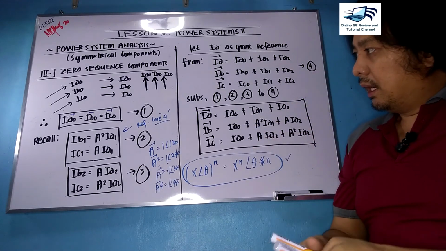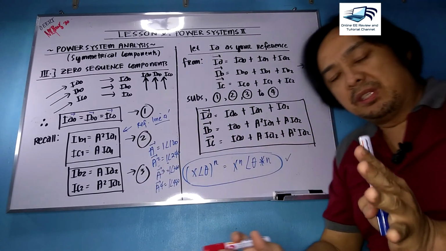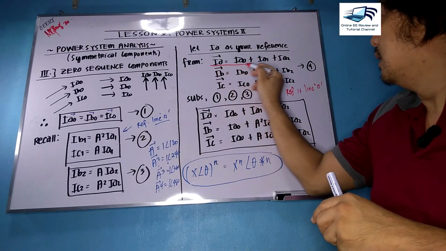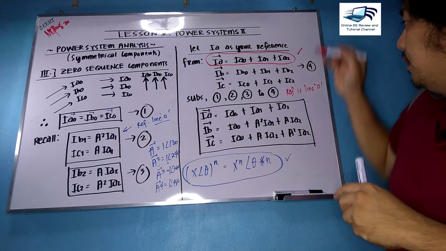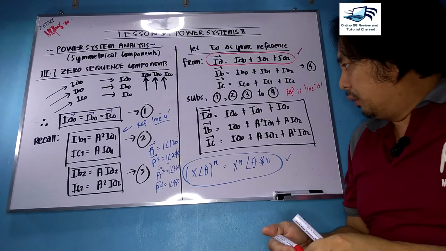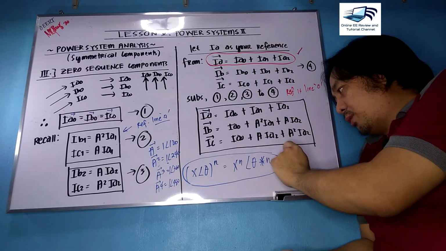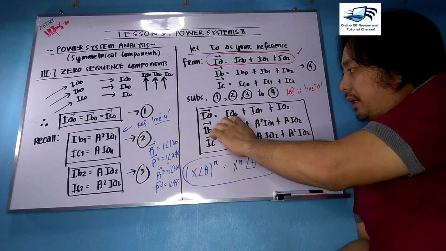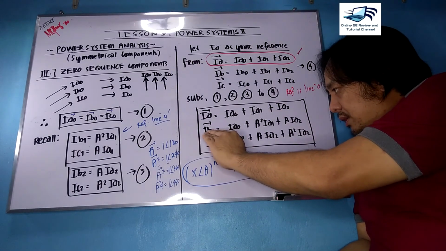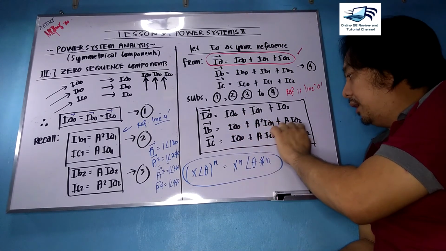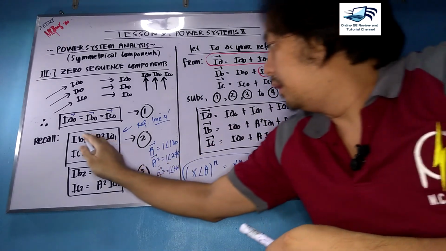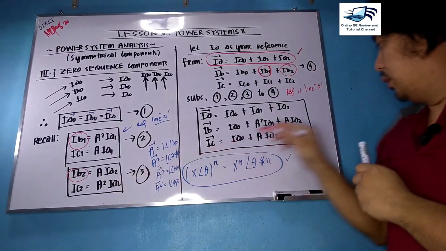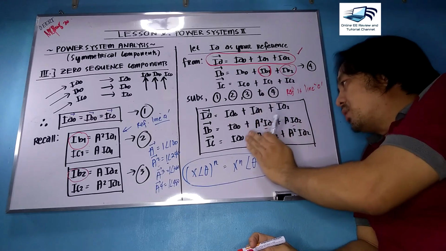If we substitute equations 1, 2, and 3 into 4, again our reference is line A. So you must solve this equation in terms of the components of A, because A is our reference. If you do that, the corresponding equation yields this important matrix. IA is simply equal to IA0 plus IA1 plus IA2. IB, with reference to IA, is IA0 plus A squared IA1 plus A IA2. As you can see, this IB1 here is this IB1 here, so it becomes A squared IA1. This IB2 here is also this IB2 here, so it becomes A IA2. So as you can see, it must be in terms of line A reference.